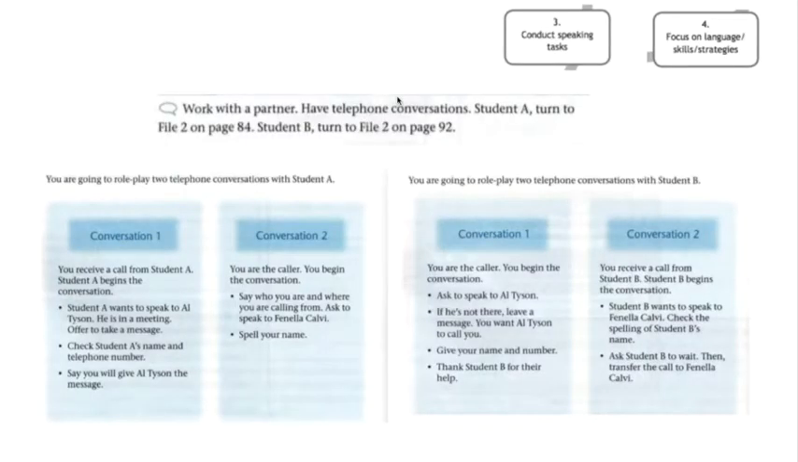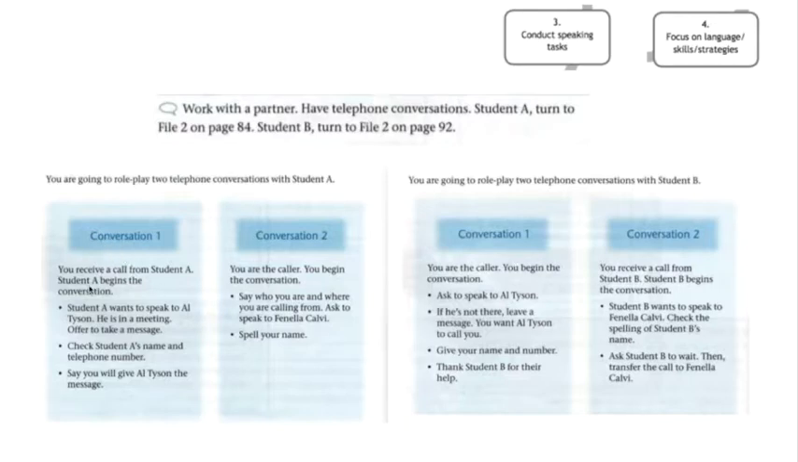Now, most course books, when conducting the speaking task, this is what they'll provide you with. What's called an information gap activity. So here's the part where your learners work with a partner and they have a conversation. So student A turns to page 84 where they see this. And student B turns to page 92 of the course book where they see this.